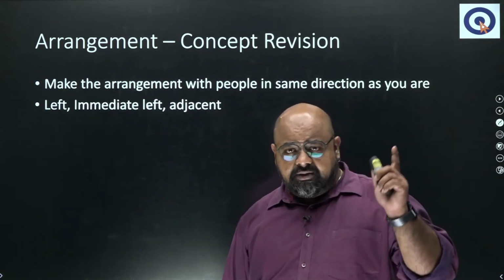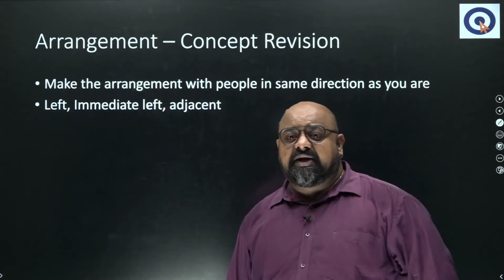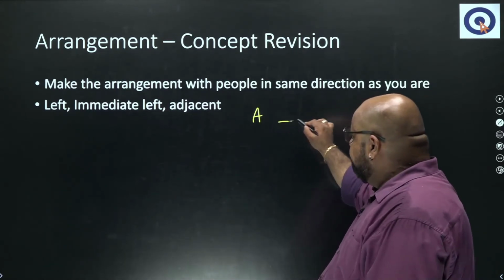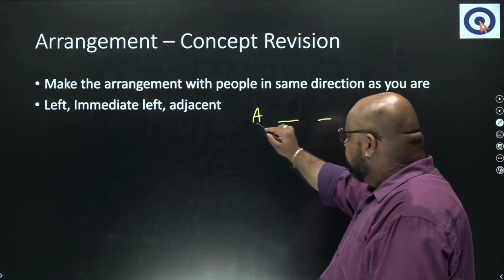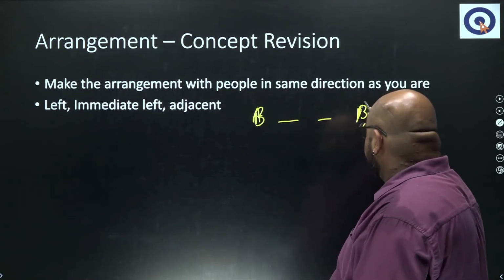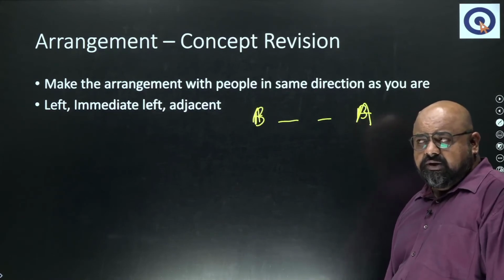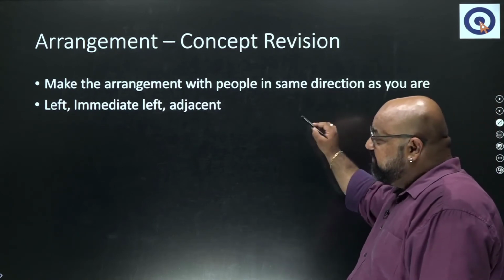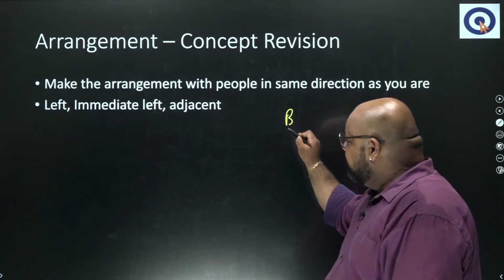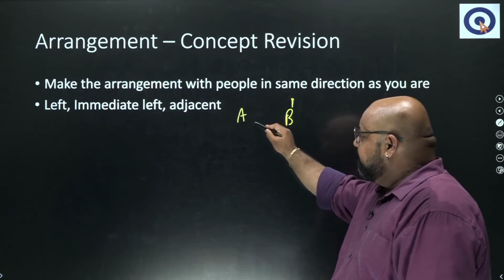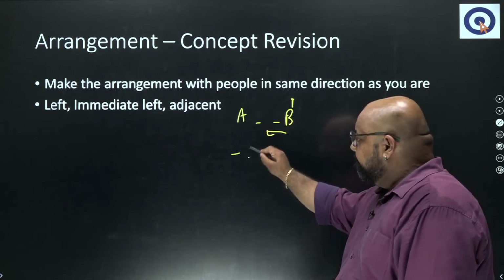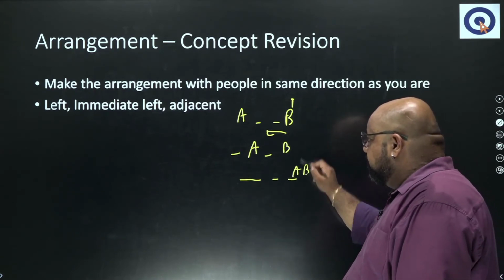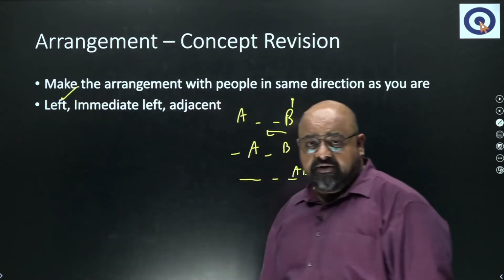Then make note of these words: left, immediate left. When I say A sits to the left of B, A and B could be anywhere. A sits to the left of B. So I draw B, I look at the left of B, which will be here if B is facing upwards. A sits somewhere here. All these three will qualify for the left.